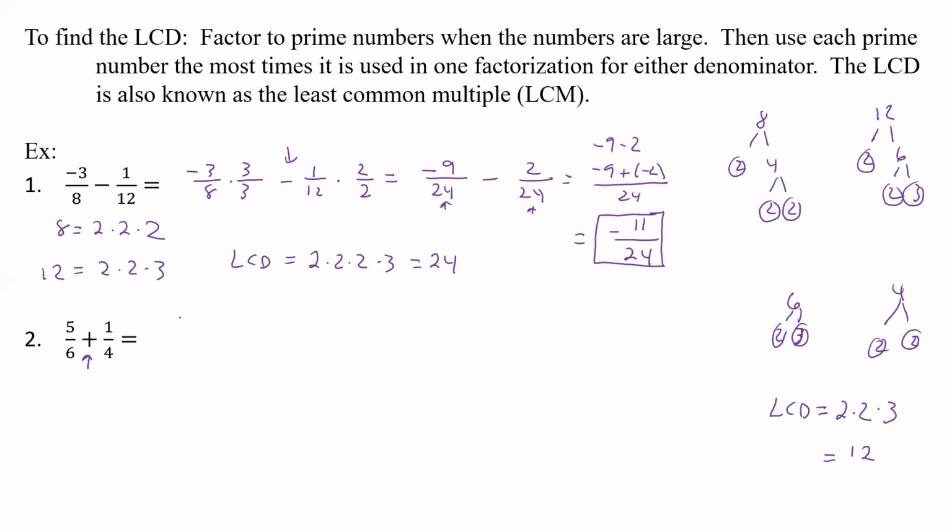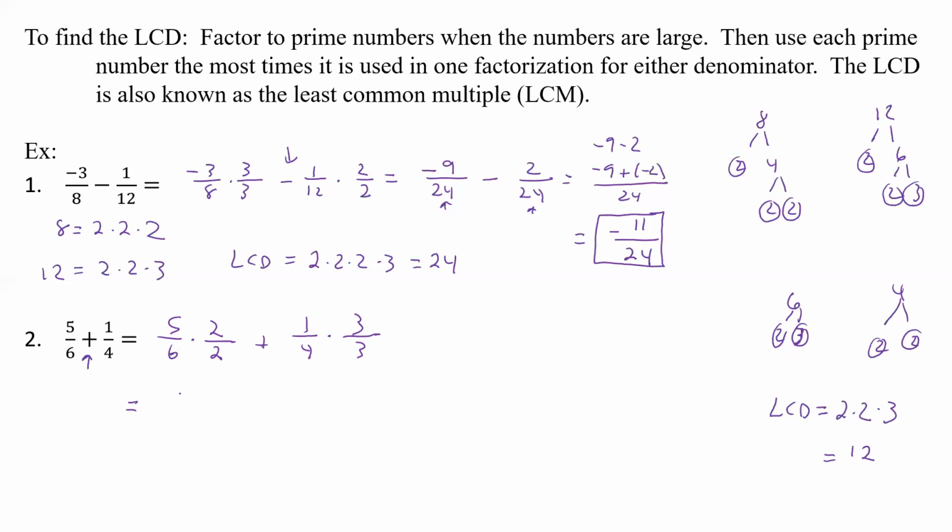So let's write that. 5 over 6 times what is going to give us a 12? Because now we need a 12 here, but we're going to do like we did here and write it into the problem itself. Well, 6 times 2 is 12. So if we take that, then we have to put a 2 up here as well. Plus, now we have 1 over 4. And what do we have to multiply that by? Well, 4 times 3 is 12. So what we do up here is the same thing.